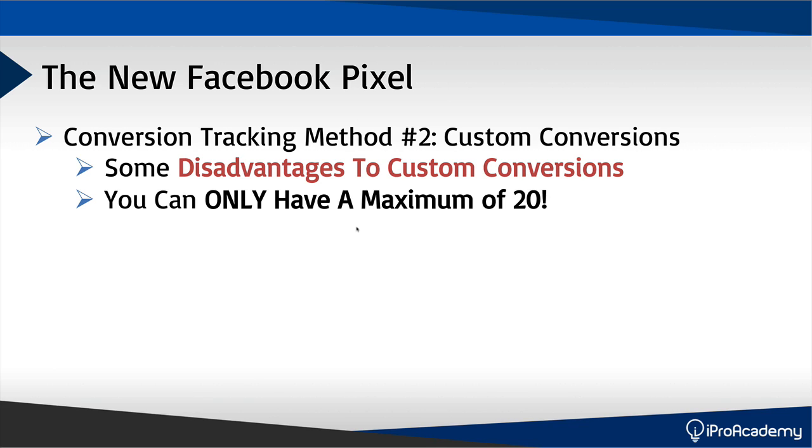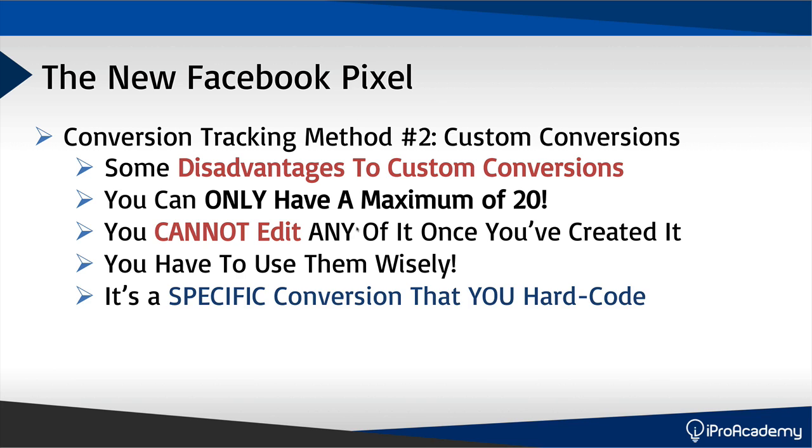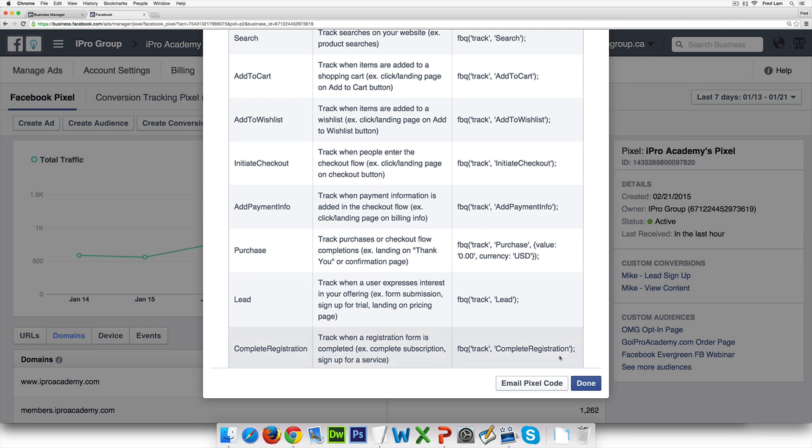If you have more than 20, you can't add in more. In fact, the problem with Facebook right now with custom conversions is that you cannot edit any of it once you've created it, and you have to use them wisely. And it's a specific conversion that you hard code with Facebook. All right, so what I mean by that is, so this is the standard method of doing it.